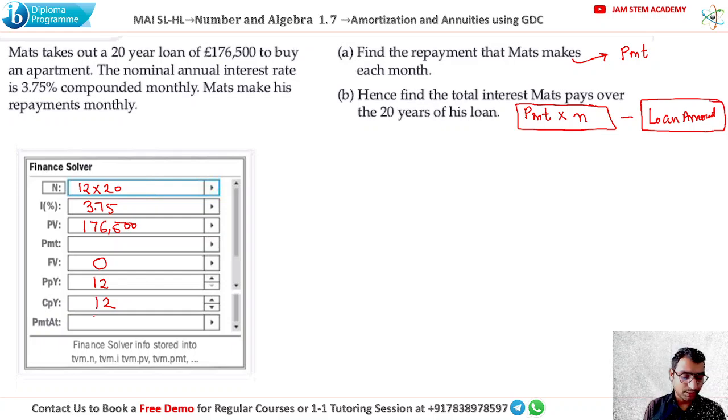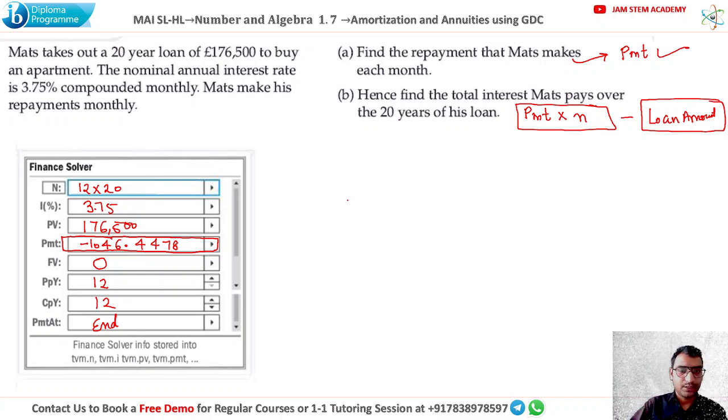Now go back to the payment option again. After entering all these values, if you still have any doubt, you can ask me in the comment box. Go back to the payment and hit enter over here. So when I hit enter, I'm getting minus 1046.4478. Okay, so that's the amount that we have to pay as the monthly payment. PMT we got, that's the answer for the first part.